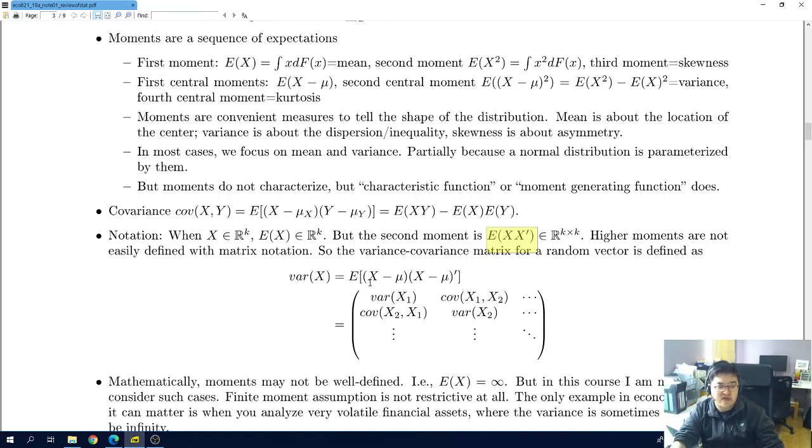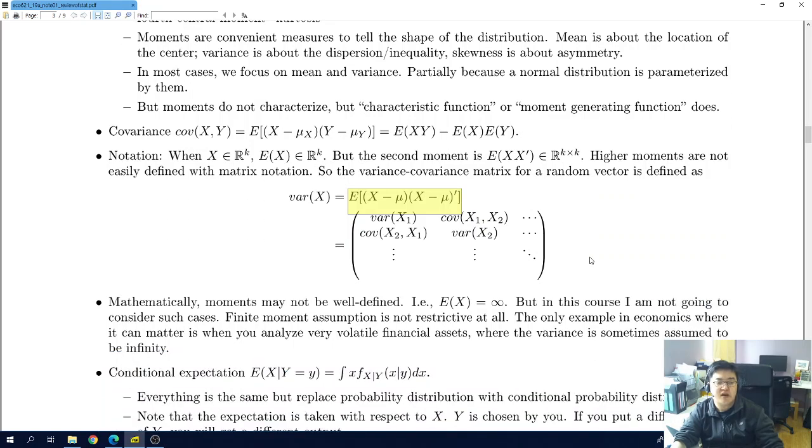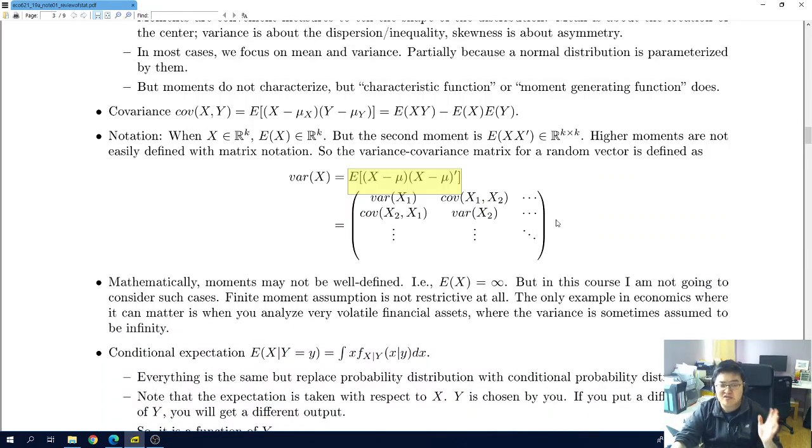And then if you look at the second order central moment, the diagonal terms are variances and off diagonal terms are covariances. So we call this the variance covariance matrix, or simply the covariance matrix, right? It's again just notation, and you must be familiar with these.